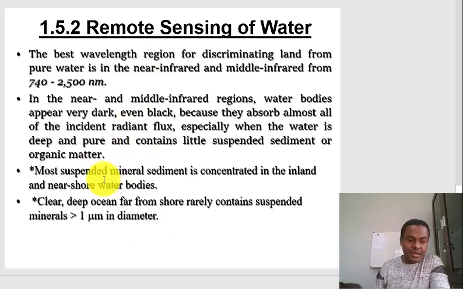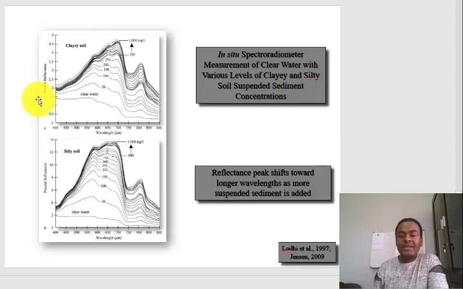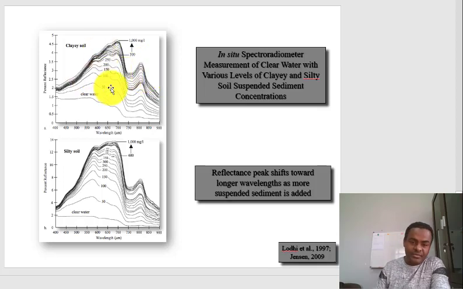For example, let me show you this. This is the original spectral reflectance curve of clean water. If you add the amount of clay soil, the reflected signal will go up. Okay, this shows you the amount of sediment load, the amount of soil that is suspended in the clean water. Okay, so sometimes you have this clean water, if you have too much silty soil, the reflected signal will go up like this.